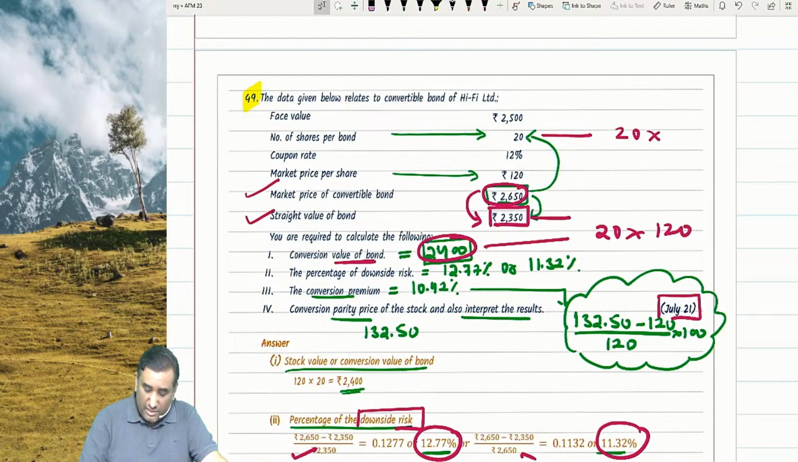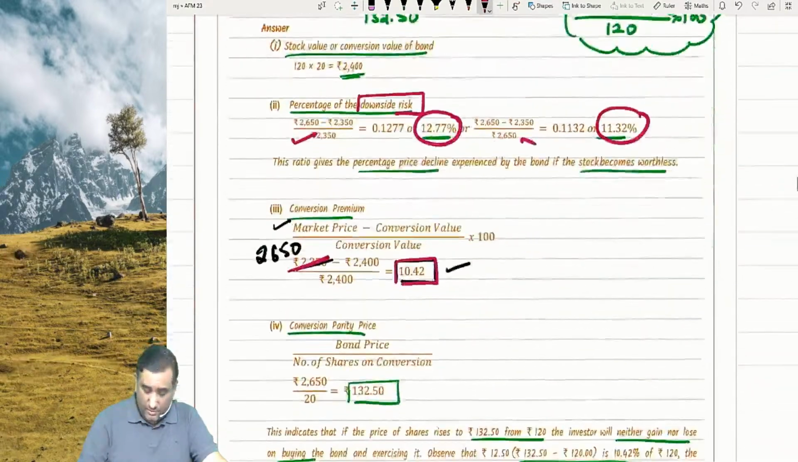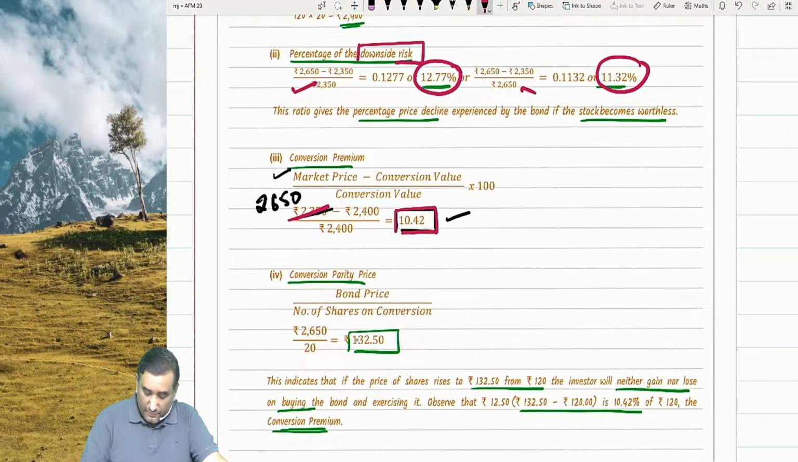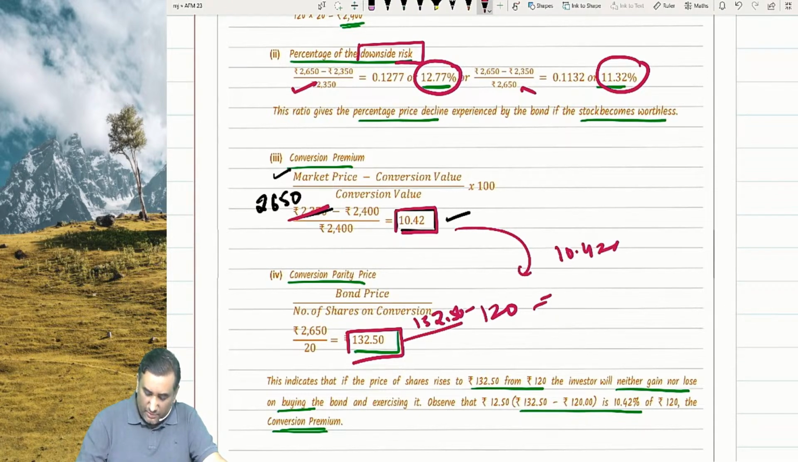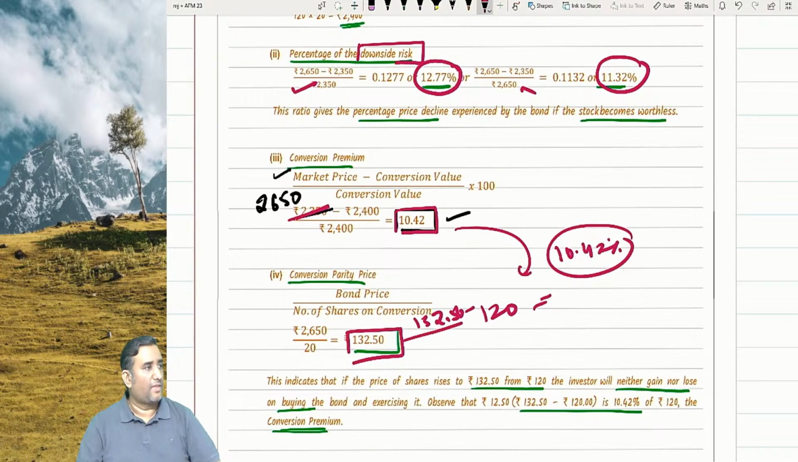Parity would come where you are surrendering a bond. Let's suppose you have 2650, you are getting what? 20. Parity would come at what? 132.5. And if you want to check now, 132.5 and 120, the difference will come exactly 10.42. Those points will be linked. With respect to this, the difference will come 10.42%.